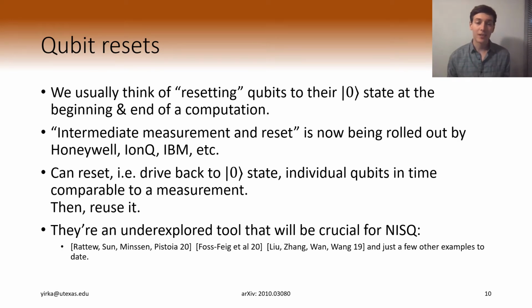So at this point, I'll talk a little bit about qubit resets. We usually think of resetting a quantum circuit back to its zero state at the beginning and end of a computation. But more recently, various quantum computing companies are rolling out a feature called intermediate measurement and reset. This is the ability to first measure a qubit individually and then reset it, driving it back to its zero state in about a time comparable to a measurement. At that point, we can reuse those qubits. We think that qubit resets are an underexplored tool that are going to be crucial in the NISQ era, as long as qubits are limited. And we've only seen a few algorithms which take advantage of this.